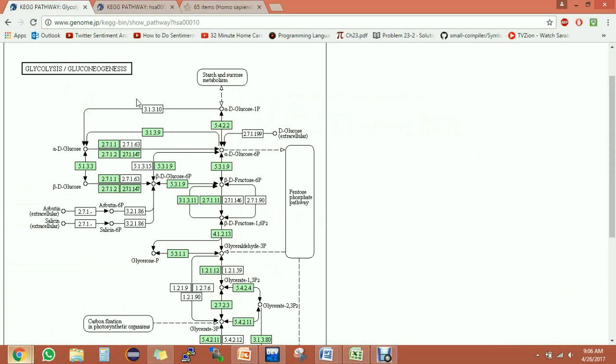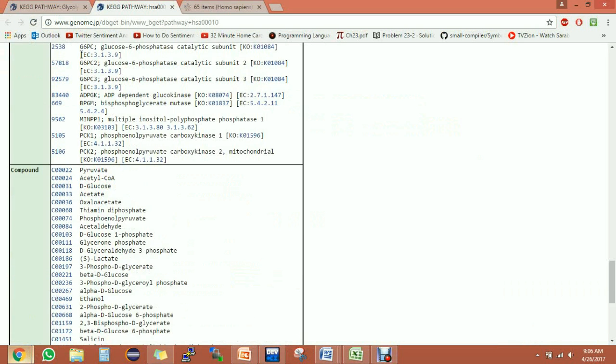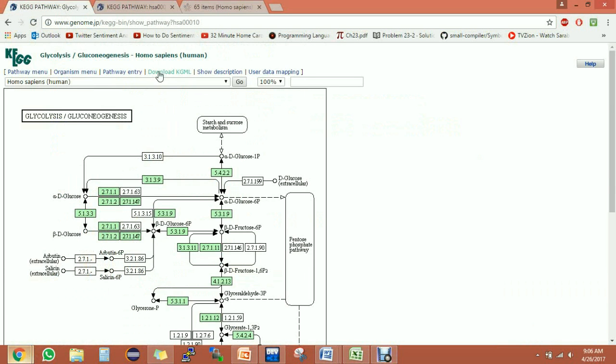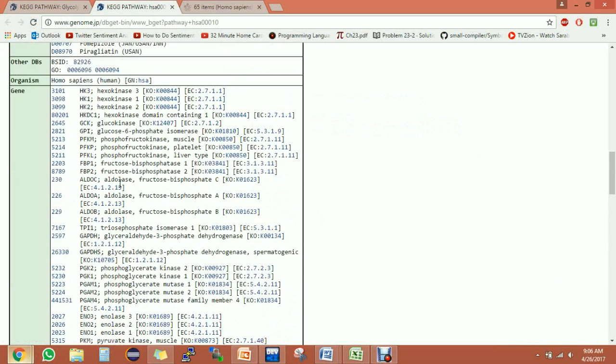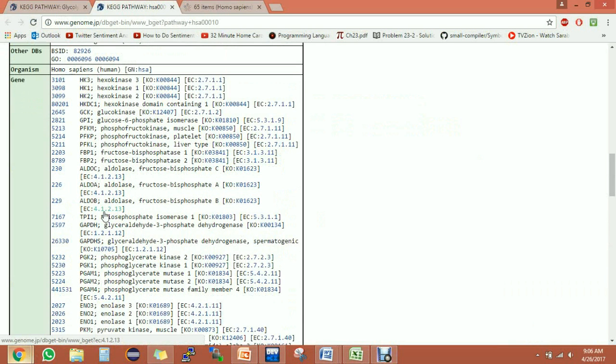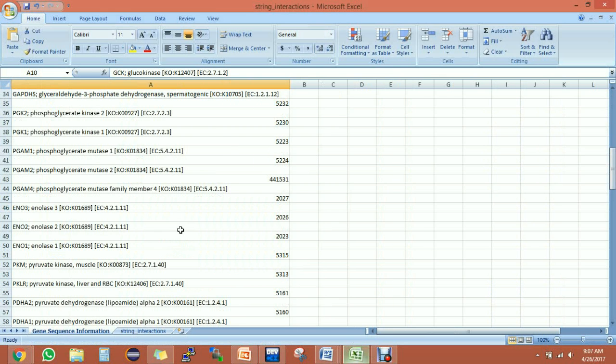So this is the KEGG pathway database, and this is for glycolysis, gluconeogenesis. I am considering only Homo sapiens, the human beings, and this is the gene information. This is the input which needs to be processed further to be used in our project. This is the gene information obtained from the KEGG pathway database, from which I have just obtained the names of the proteins and their interactions.